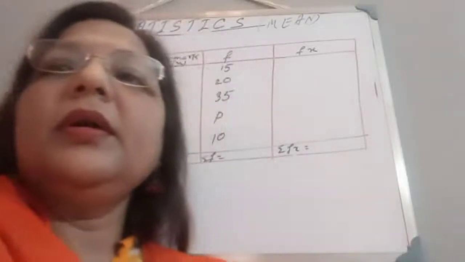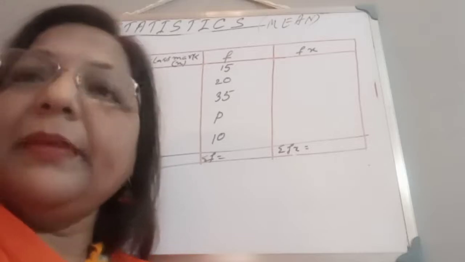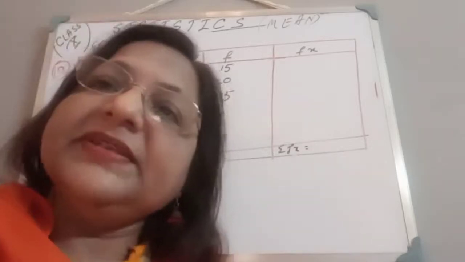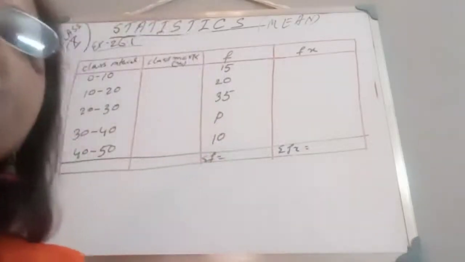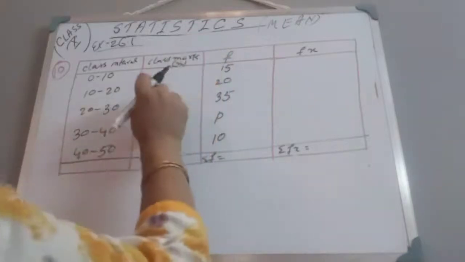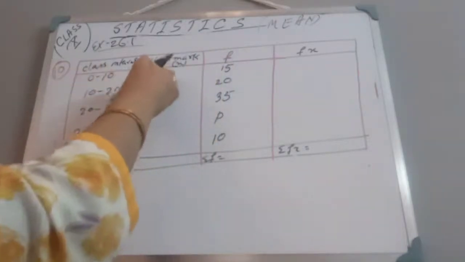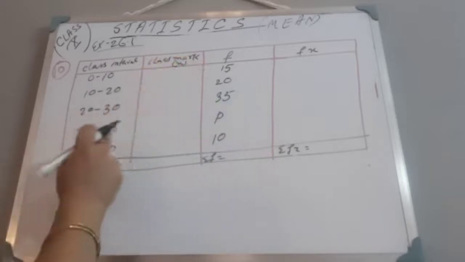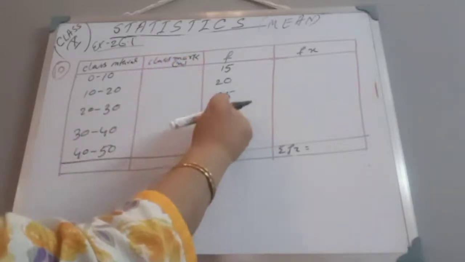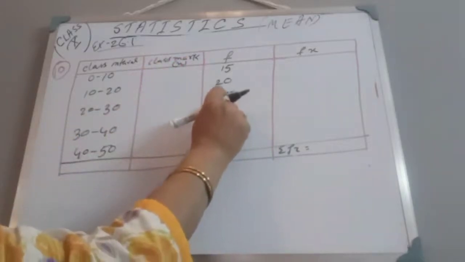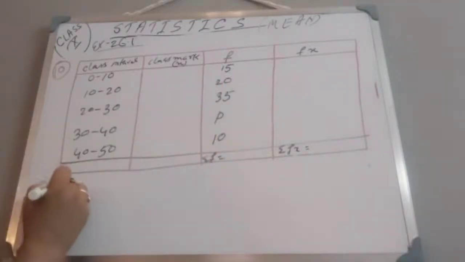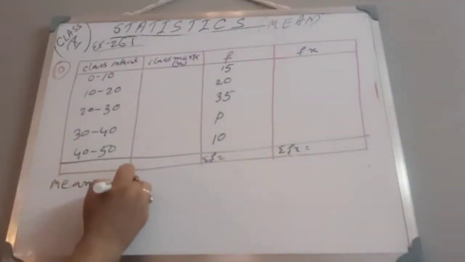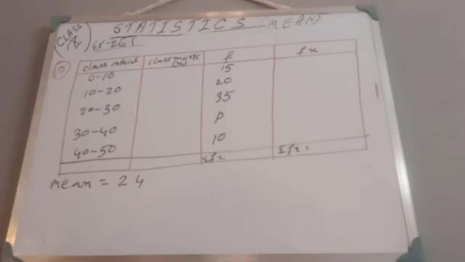Class 10. Now sum number 10 with the same chapter 26.1, statistics, mean. Class interval is given to us and the number of students, that means the frequency, is given. Same thing, we have to find the value of p when the mean is given. Mean is equal to 24.